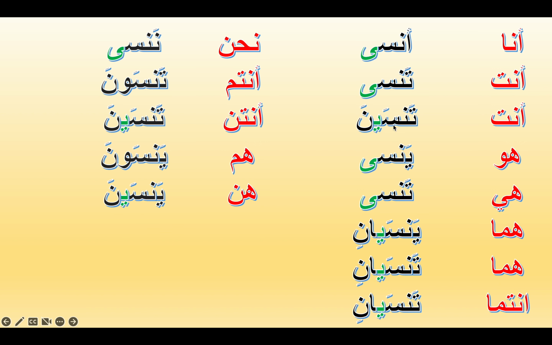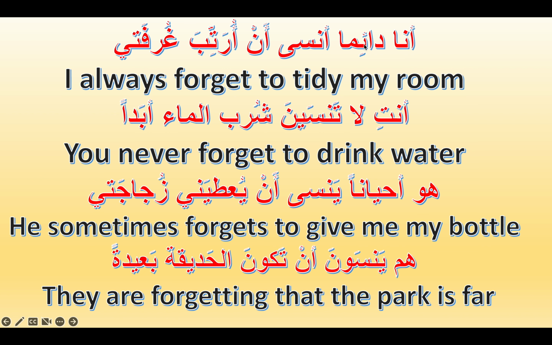Let's see some examples. أنا دائما أنسى أن أرتب غرفتي. I always forget that I tidy, or I always forget to tidy my room. رتب يرتب is to tidy. Form 2 verb, we will see a video on form 2 soon. غرفة is room.